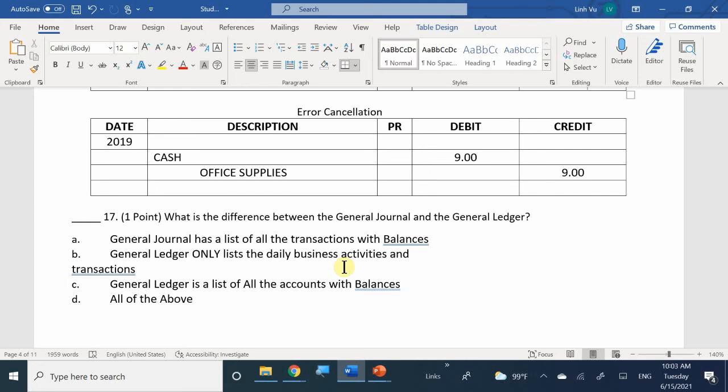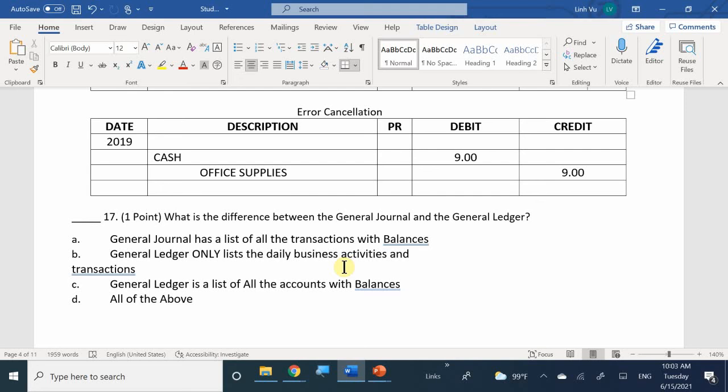B. The general ledger only lists daily business activities and transactions. That sounds like a journal. No? C, as in cat? Yes. The general ledger is a list of all of the accounts with their account balances.